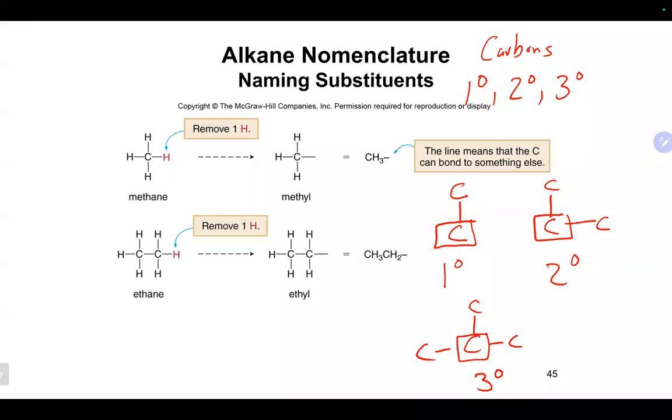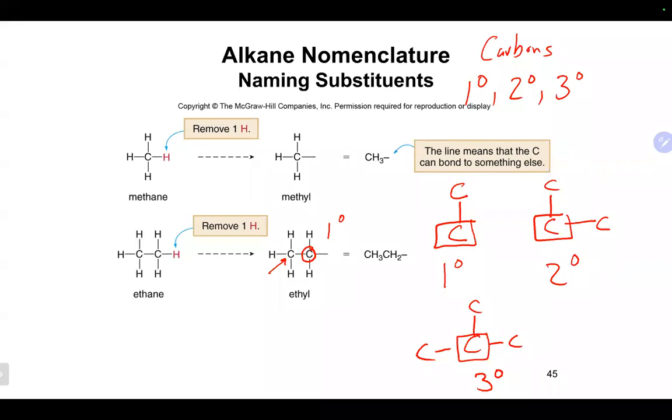Personally, I go with the counting of the carbons. Some people count hydrogens to do this, so it's the same thing. If you were doing hydrogens, you would have 3 hydrogens for a primary, 2 for a secondary, and 1 for a tertiary, but I think counting carbons is a little bit more straightforward. So for example, if we look over here, this carbon would be a primary carbon. It is directly attached to one other carbon in this particular case.